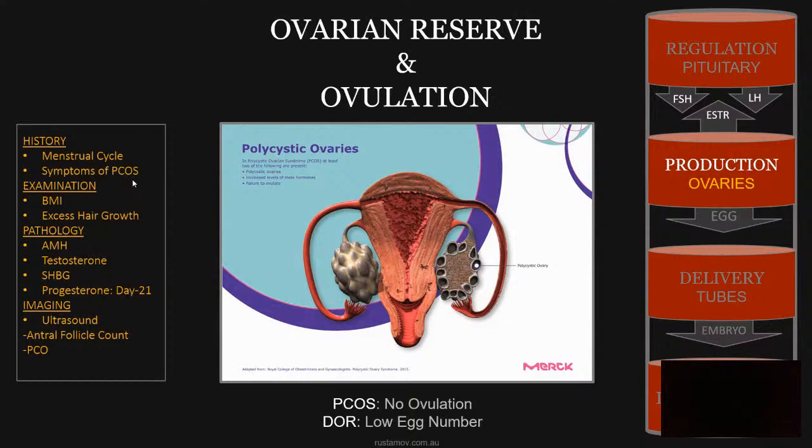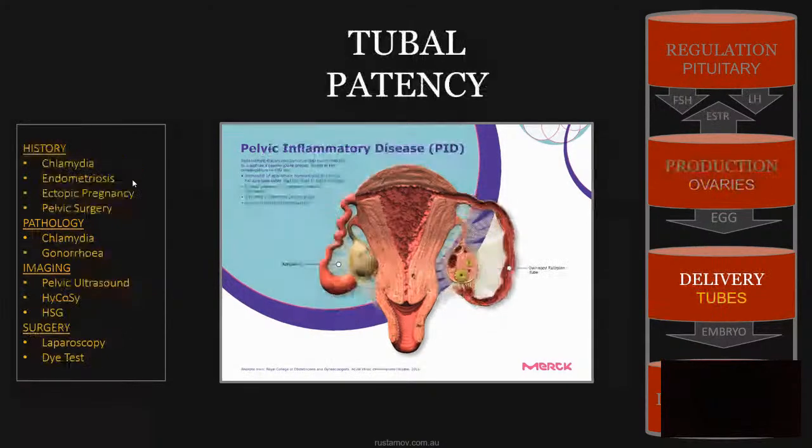In terms of tests for that, we check for AMH levels and testosterone levels. For ovulation, we check progesterone, day 21 progesterone. And on ultrasound scan, we will look for signs of polycystic ovarian syndrome, and we check antral follicle count. AMH and AFC can be used as a diagnostic test for PCO.